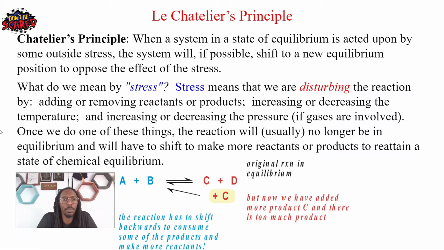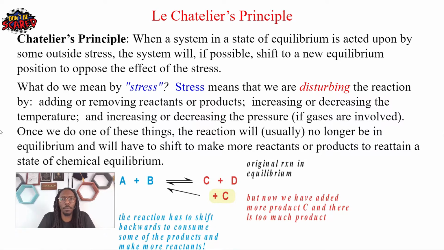So Le Chatelier's principle is basically when a system in a state of equilibrium is acted upon by some outside stress, the system will, if possible, shift to a new equilibrium position to oppose the effects of the stress. So basically, if you add a little stress to your system, it's going to change it to a whole new equilibrium. Okay, that's basically what this is.